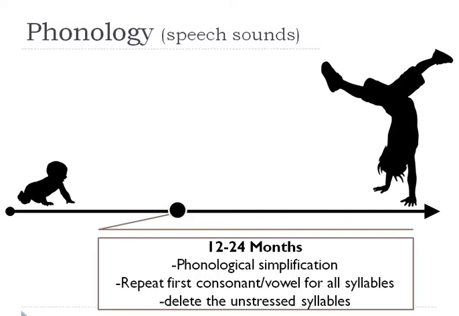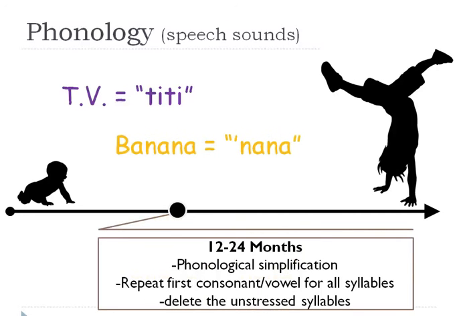About 1 to 2 years, 12 to 24 months, children go through what we'd call a phonological simplification. They take big words or big sounds and simplify them. One thing they do first is to repeat the first consonant or vowel for all syllables. So, for example, if a child is trying to say TV, they might just use the first one, T-T, again. And the other thing they do is delete unstressed syllables, which is why in a word like banana, where the stress is on the nana, the BA gets dropped to nana.